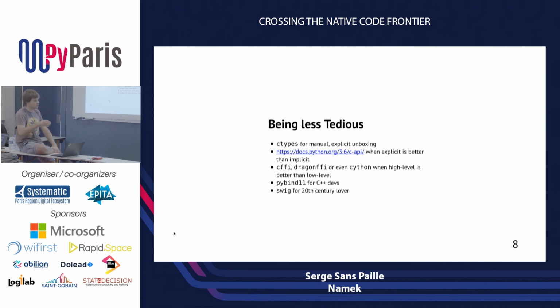You can use an automated way to do the wrapping and unwrapping. So that could be CFFI, Dragon FFI. Surprisingly, Cython is also used a lot just to generate the wrapper, even if it's not its primary goal. It achieves this goal very efficiently. C++ developers, or C developers that are not afraid of C++, can use PyBind11 to have a C++-like interface to do the boxing. And if you want to target multiple languages, you can still use SWIG, but it's so previous century.